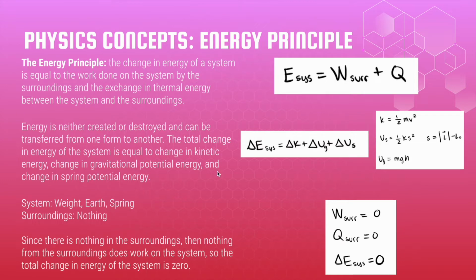Energy is neither created nor destroyed and can be transferred from one form to another. The total change in energy in the system is equal to the change in kinetic energy, change in gravitational potential energy, and change in spring potential energy, which is what we saw in this experiment. The system was the weight, Earth, and the spring, and the surroundings were nothing. So since there was nothing in the surroundings, nothing from the surroundings can do work on the system, and the total change in energy of the system is 0.